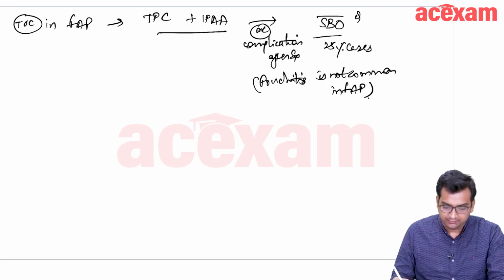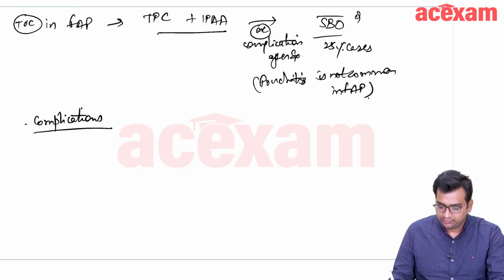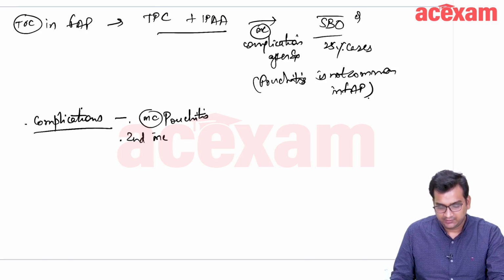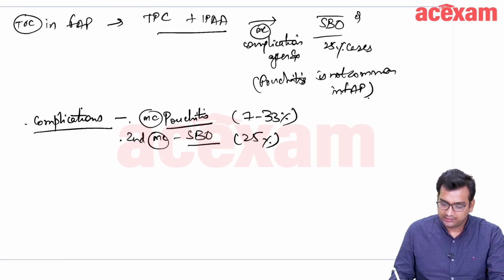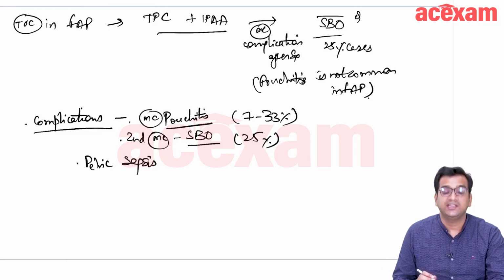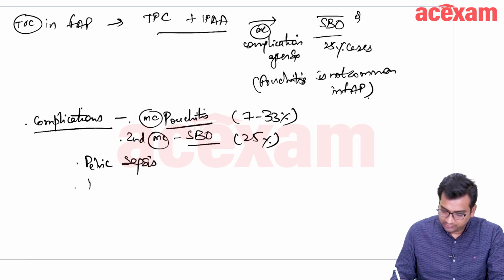Okay. Now, if we say what all the complications are, most common is pouchitis. Second most common is small bowel obstruction. Pouchitis is 7 to 33%. Small bowel obstruction is in 25%. Others can be pelvic sepsis, which may be because of a leak, or there is a possibility of a pouch vaginal fistula.